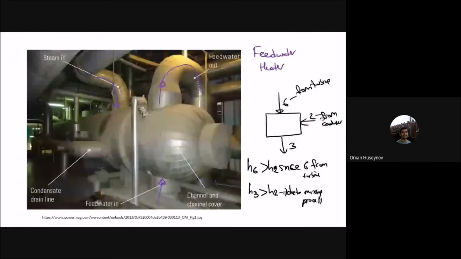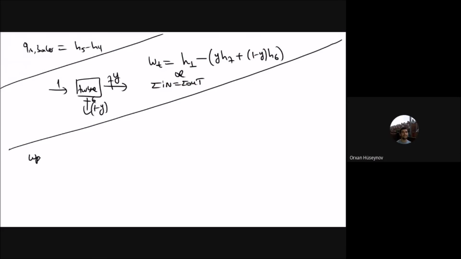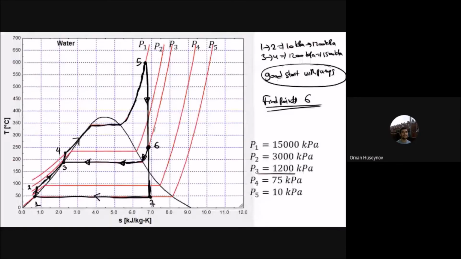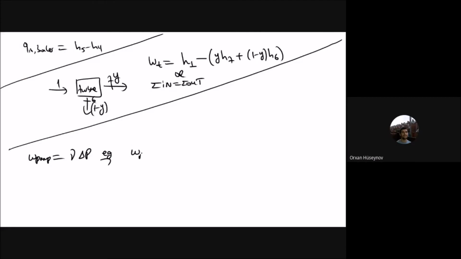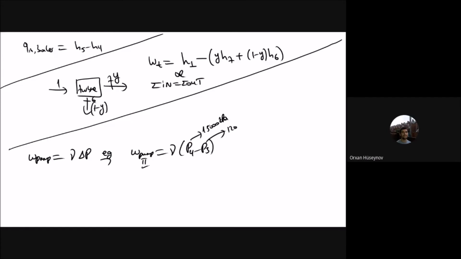What we are trying to find is the work of the pump, and the work of the pumps in all cases, work pump will be nu delta P. Okay, so if I work the example as the work of pump 2, it will be nu times P4 minus P3. And P4, I know it. It is 15,000 kilopascal. And P3, I know it. It is 1200 kilopascal.